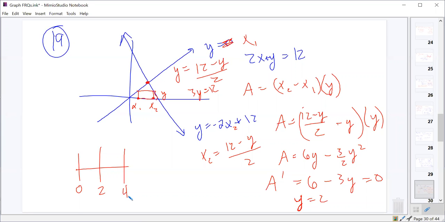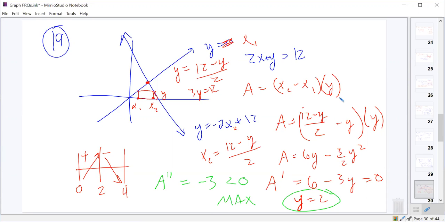So you can check and make sure this is a max by using a sign chart if you want here. Plug in 1 to this, you get a positive, so we're increasing. Plug in 3 to this, you get a negative, so we're decreasing, and we see that it's a max when y is 2. Alternatively, you could have found the second derivative. That's -3, which is less than 0, which tells you it's a max. So it occurs when y is 2.